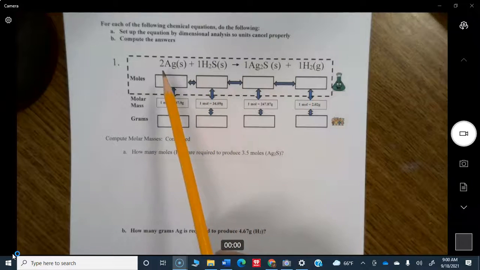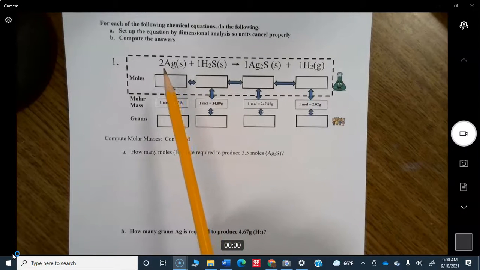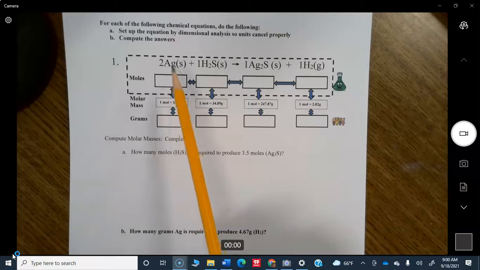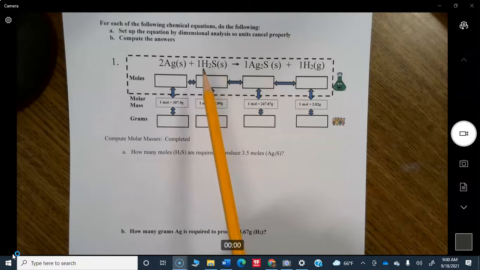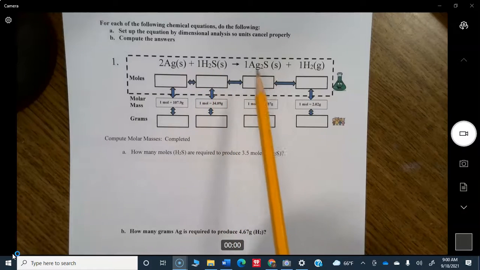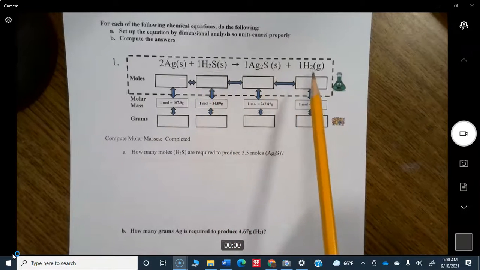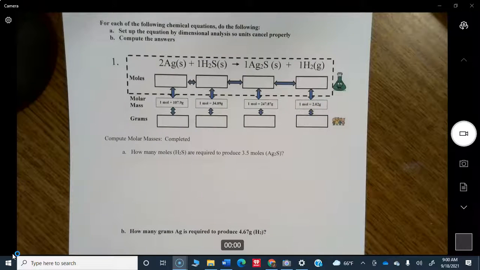Of course, we've said the other way you can read it is in terms of moles. 2 moles of silver, that's 2 times 6.022 times 10 to the 23rd, plus 1 mole, 6.022 times 10 to the 23rd of H2S, will give you 1 mole of Ag2S and 1 mole of hydrogen molecules.